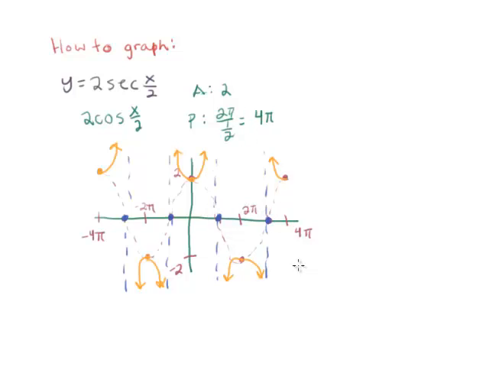And our vertical asymptotes, well, we need to pick one, like maybe this one, halfway between 0 and 2 pi, which is pi. Plus, they're happening twice every period, and our period is 4 pi. So they're happening every 2 pi k, where k is an integer. And that's secant.